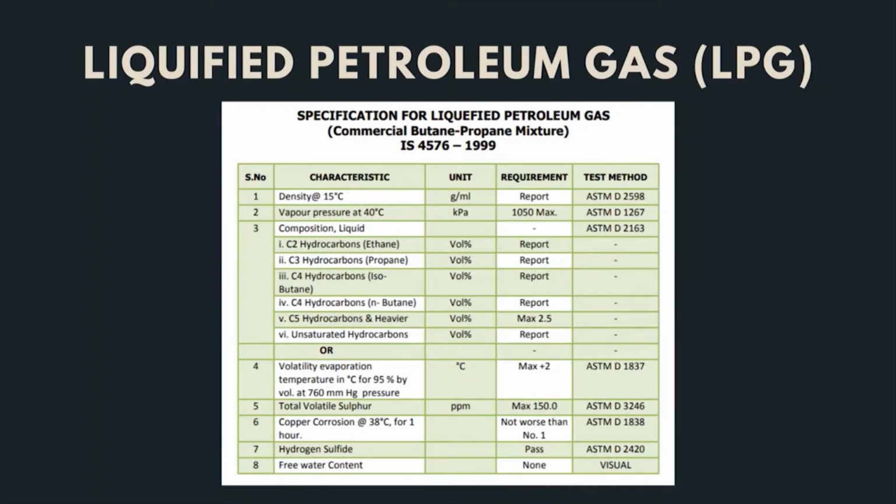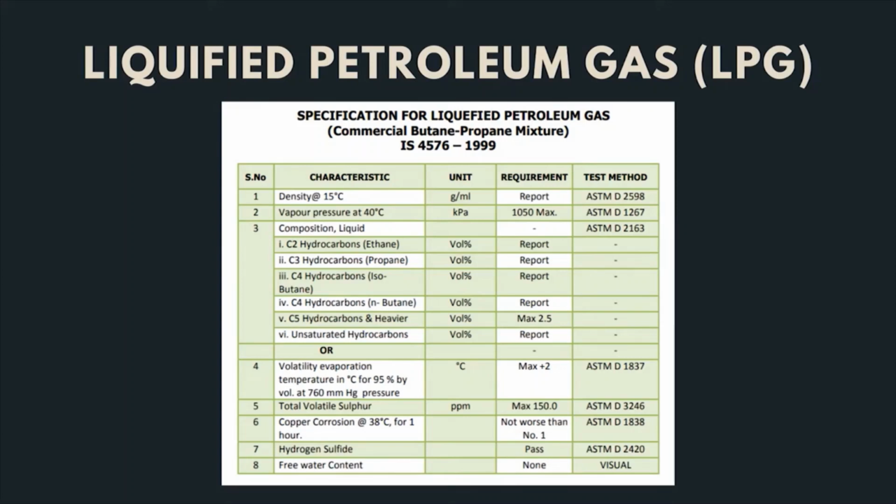So a lot of safety aspects are associated with the vapor pressure. Then the other one is volatility, which is also known as a weathering test. That means when LPG is taken in a measuring jar and allowed to evaporate, almost 95% of the volume should get evaporated, and at that point the temperature should be plus 2 degrees centigrade.